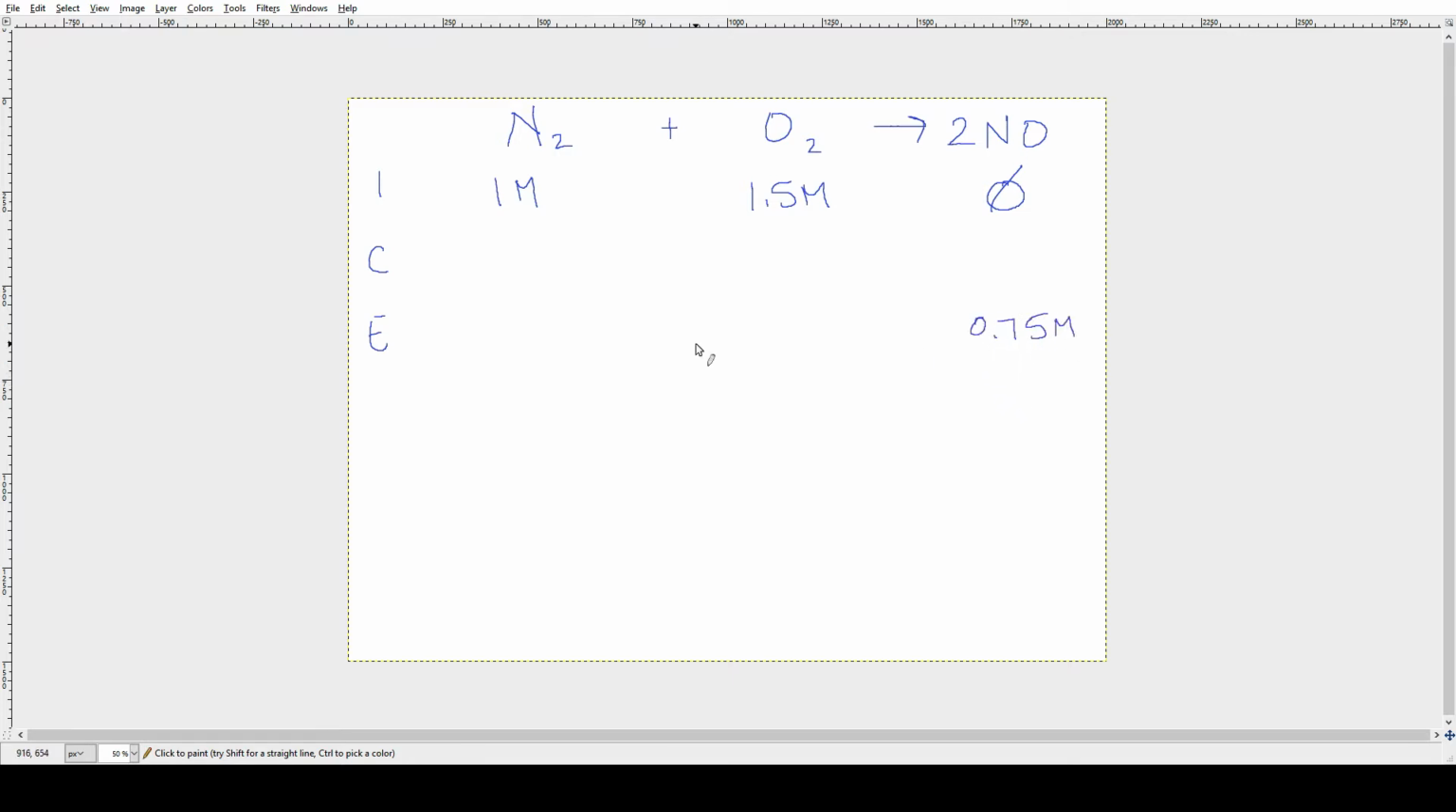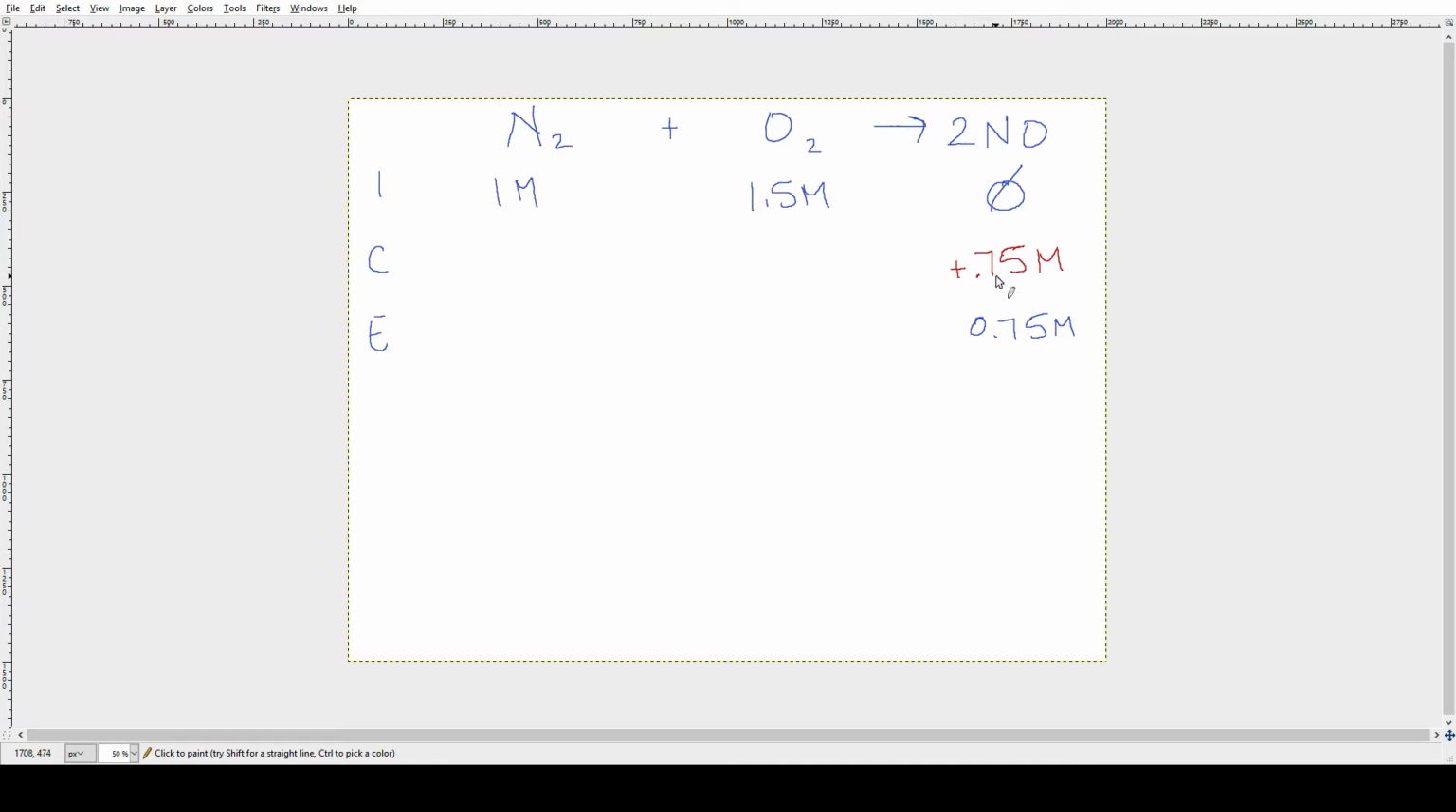Okay, great. So I'm going to use a different color now. These are all my givens. I got this from the original question. So in order to go from 0 to 0.75, I must have added 0.75.